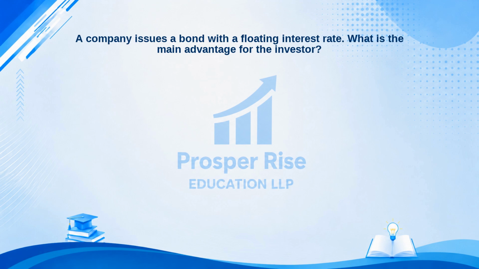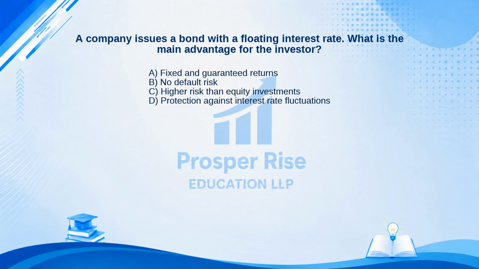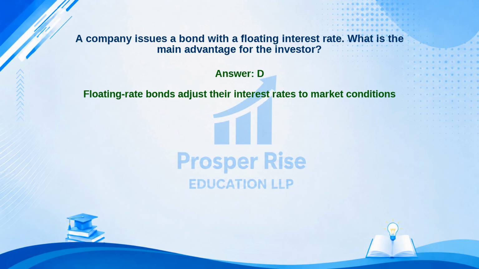Let's tackle this exam question. A company issues a bond with a floating interest rate. What is the main advantage for the investor? Here are your options. A. Fixed and guaranteed returns. B. No default risk. C. Higher risk than equity investments. Or D. Protection against interest rate fluctuations. Take a moment to pause the video and decide. The correct answer is option D. Let's see why. Floating rate bonds adjust their interest rates to market conditions.